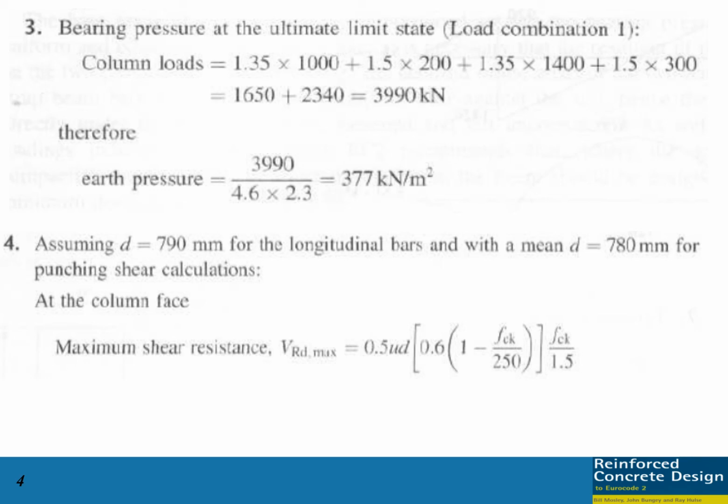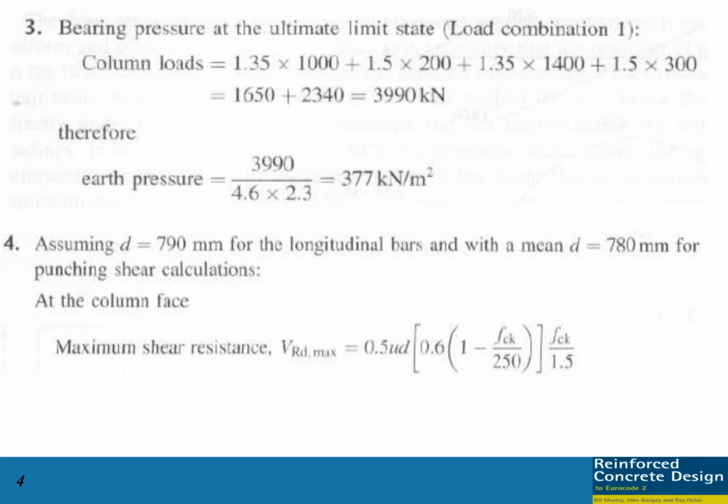By using this ULS, we need to determine the bearing pressure due to the ultimate limit state load. We have 3990 kilonewton divided by the actual area of the footing, 4.6 multiplied by 2.3, so the bearing pressure is 377 kilonewton per square meter. Then we assume an effective depth of 790. In this example they assume it, but in your calculation you need to calculate it yourself. The effective depth is the thickness of the footing minus the concrete cover minus the diameter of the main reinforcement bar. In this example, we assume d equals 790 mm for the longitudinal bar, and a mean effective depth of 780 mm for the punching shear calculation.